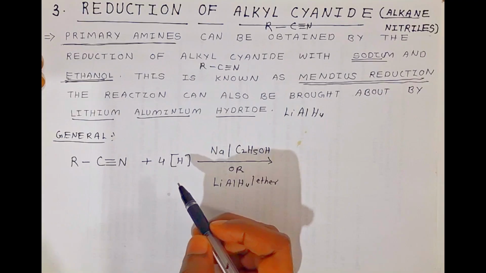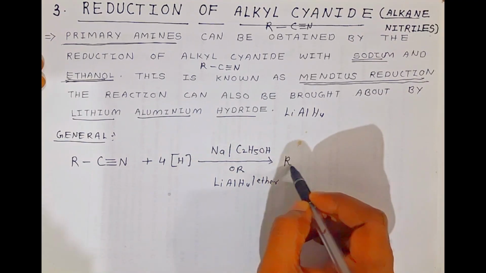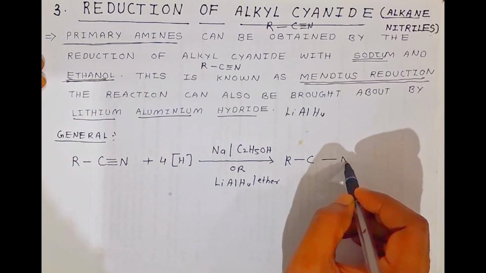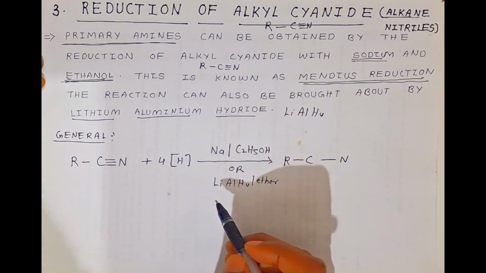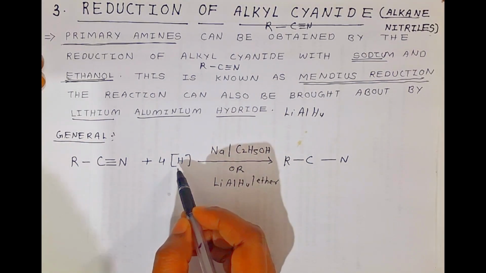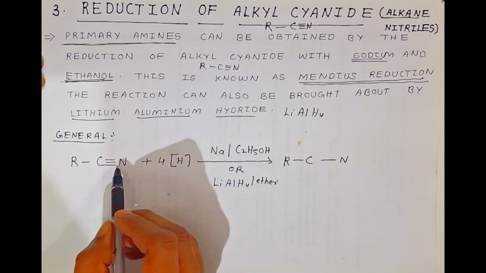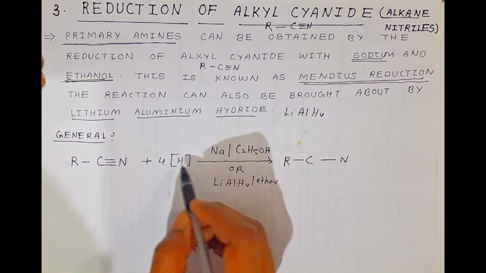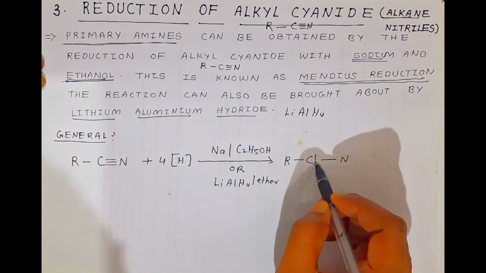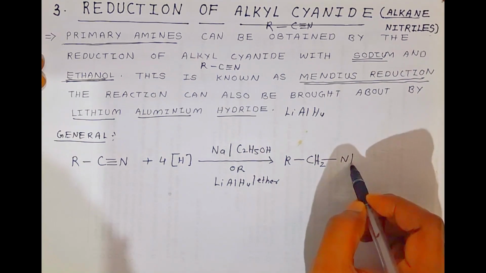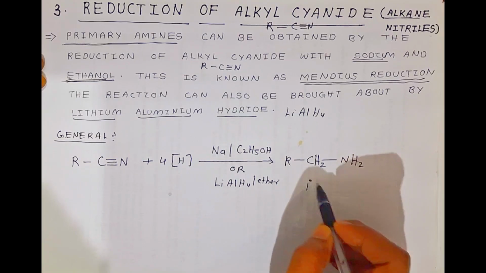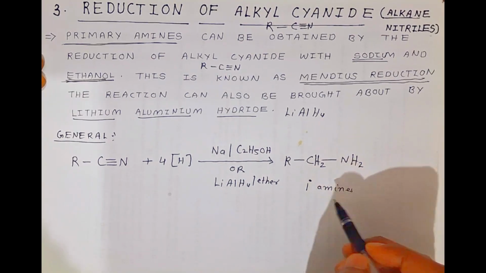Okay students, now what happens here, the alkyl will be as it is. Carbon and nitrogen have a triple bond. Now it is going to form a single bond. This formation of single bond is very important students. With the help of this nascent hydrogen, this carbon nitrogen triple bond will convert to a carbon nitrogen single bond. Now out of 4 nascent hydrogen, 2 hydrogen will combine here and 2 hydrogen will combine at the nitrogen side, and it will form first degree amines, that is, primary amines are formed.